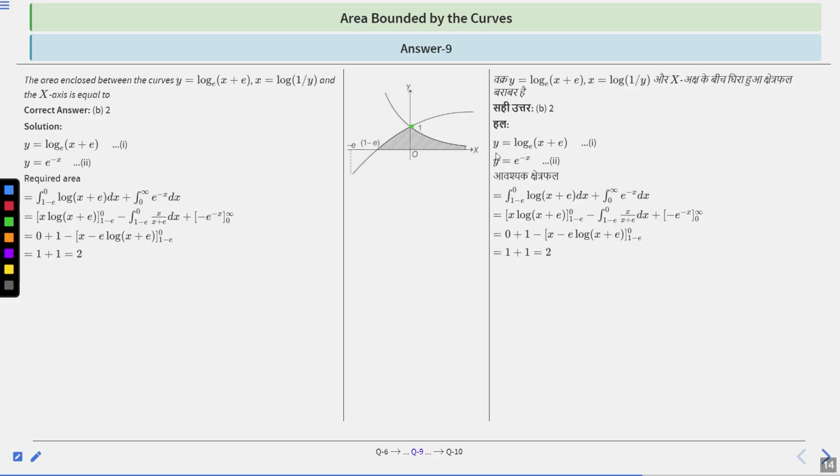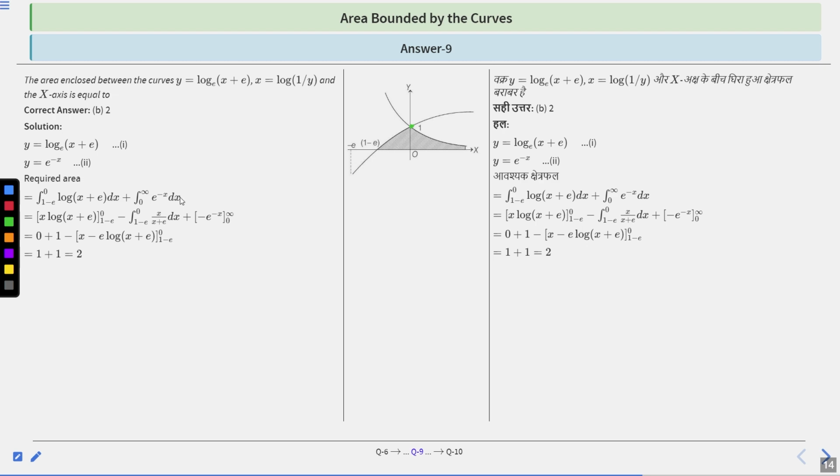The curves are y equals log e (x plus e), equation 1, and y equals e to the power minus x, since x equals log 1 by y can be converted into y equals e to the power minus x, and the graph of y equals e to the power minus x is this one. Therefore, the required area will be the integration of log (x plus e) dx from the limit 1 minus e to 0, plus the integration of e to the power minus x dx from the limit 0 to infinity.